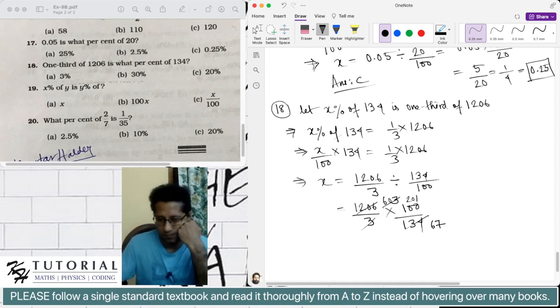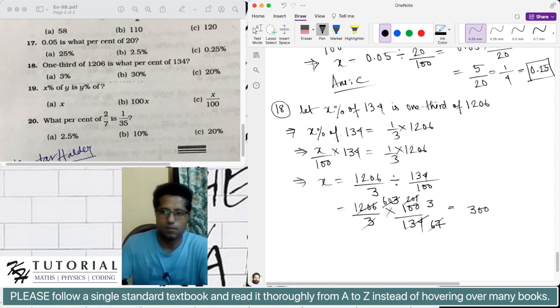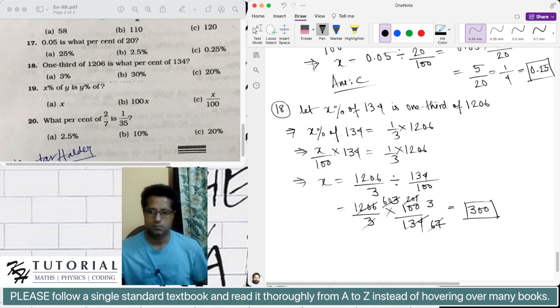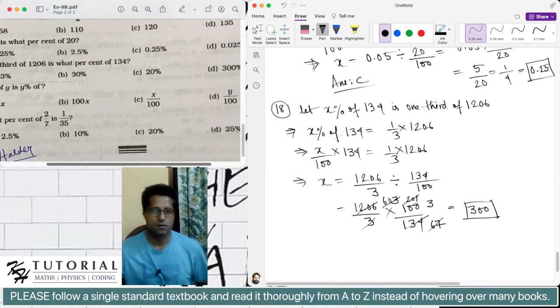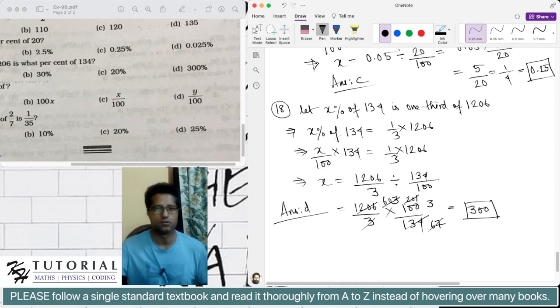And 67 divides 201 with 3. So we are left with 3 into 100, that is 300. So the answer is 300%. That is, 300% of 134 is one third of 1206, and hence the correct choice is D. D is the correct choice.